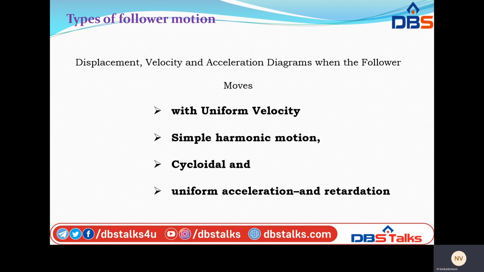The path of motion of the follower we will note as follows. One is when the follower moves with uniform velocity. Second is simple harmonic motion, SHM. The third is uniform acceleration and retardation. Fourth is cycloidal motion. So mostly we have these four varieties. But there is another method, just a modification of uniform velocity, which is also presented. That is just an extension of uniform velocity.